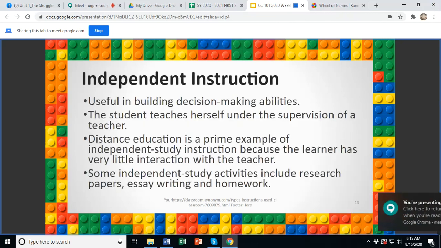There is already interaction. Independent instruction, meanwhile, is useful in building decision-making ability. So this one is more on research. You look for clues or hints by just reading the instruction. So you do it on your own. Self-paced.